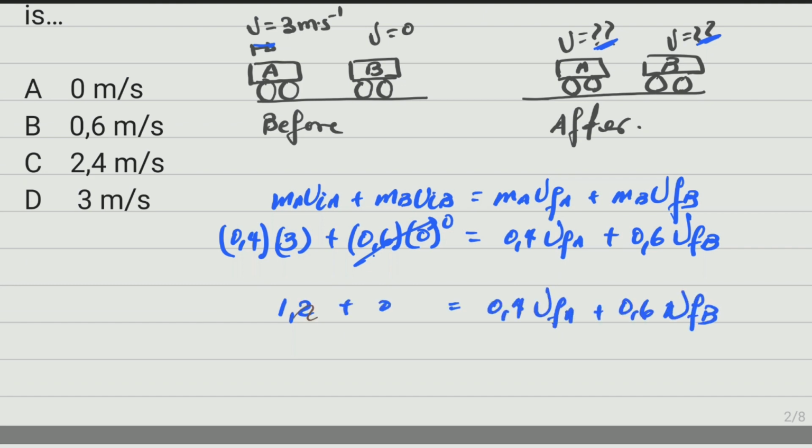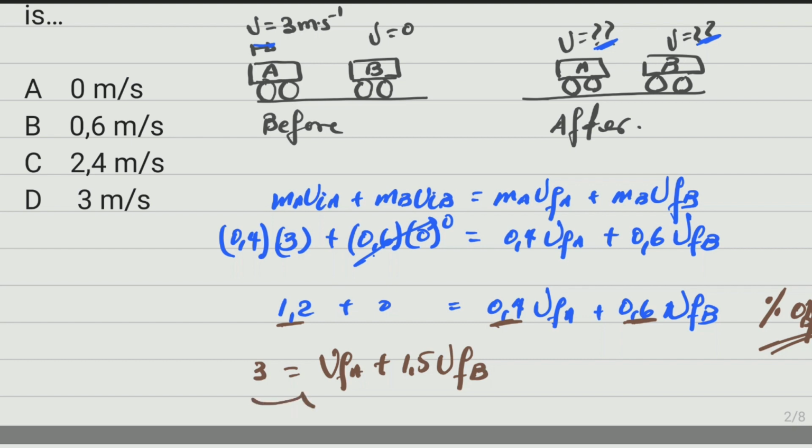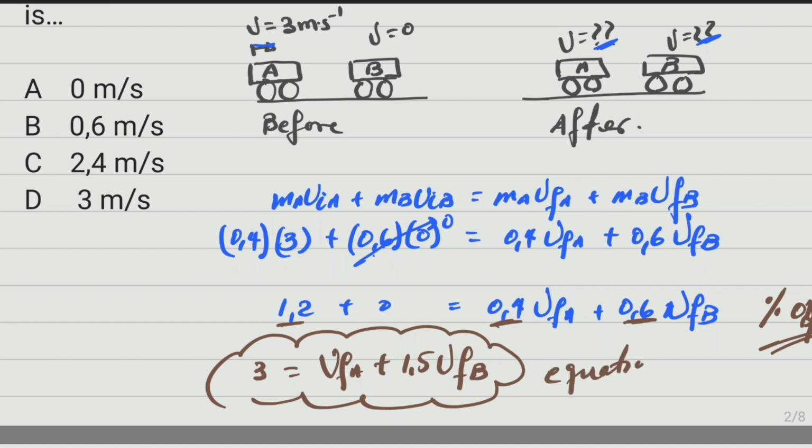Now, I want you to notice that all these numbers are multiples of 0.4. So we can divide everything by 0.4. And we are going to have here that 3 is going to be equal to VFA plus 1.5 VFB. And here we have an equation because we cannot go further on. We have two unknowns. So this one is going to be called equation 1.